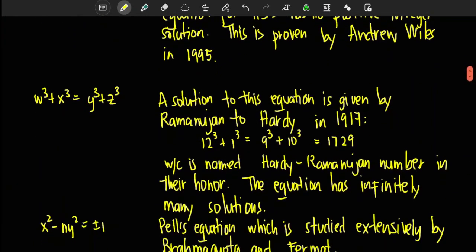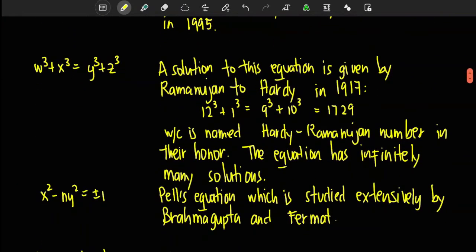Another famous Diophantine equation is that of Ramanujan and Hardy, which is w cubed plus x cubed is equal to y cubed plus c cubed. So the task is to find two different ways of expressing a number as a sum of cubes. One of the most famous solutions was given by Ramanujan to Hardy in 1917, which is the value 1729.